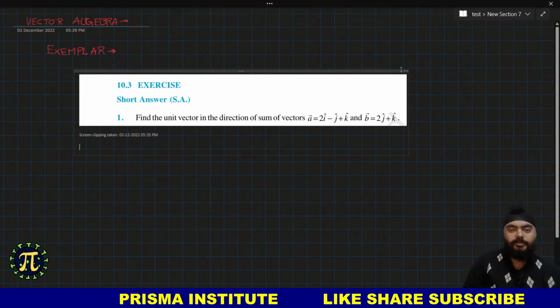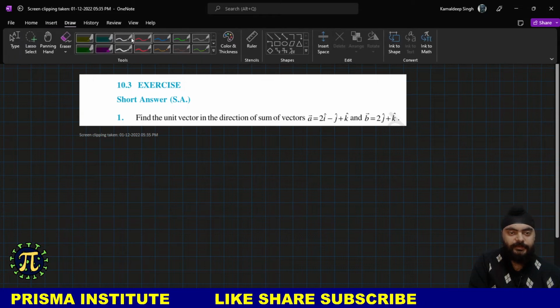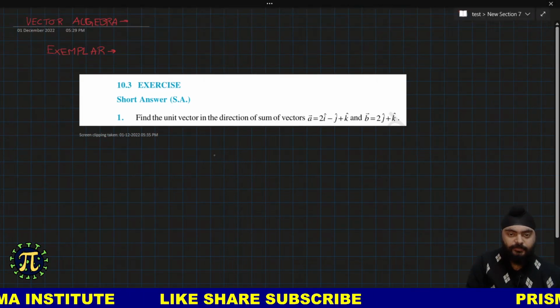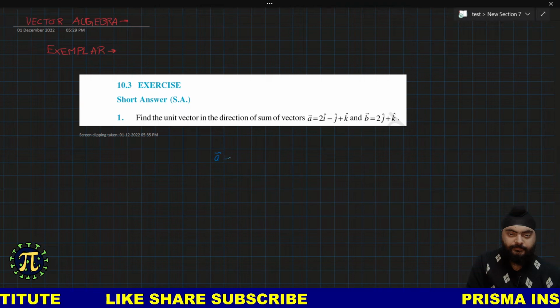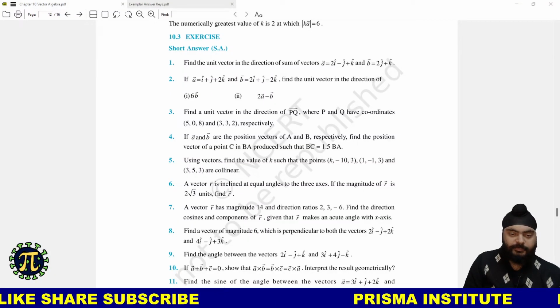So find the unit vector in the direction of sum of these two vectors. So let's find the sum of these two vectors. So a vector plus b vector, कितना होगा वो? So let's add their components.